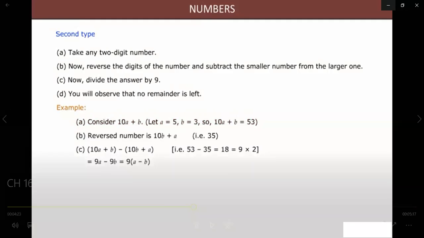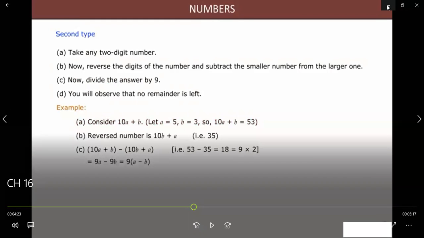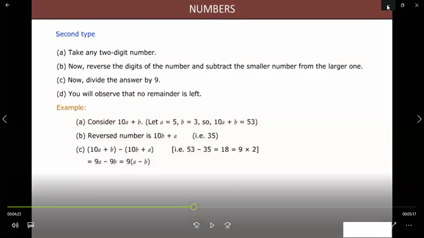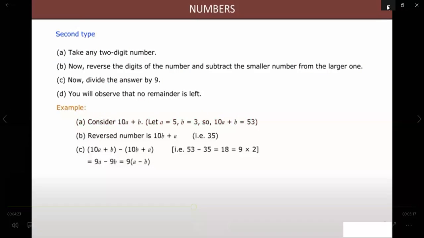So 9a: after you subtract (10b plus a) and open the brackets and multiply this minus sign into the bracket, you will get 10a minus a. That's why we are getting 9a. Similarly, plus b minus 10b, you will get minus 9b. So basically what we are getting is 9a minus 9b. Now 9 you can take common, and in brackets you will get a minus b. Okay. So you can see that it is a multiple of 9. Got it?